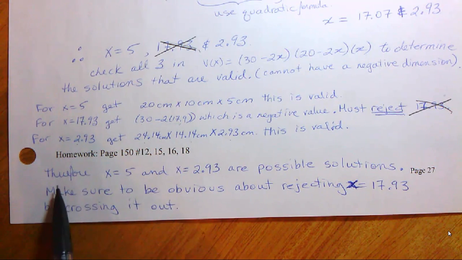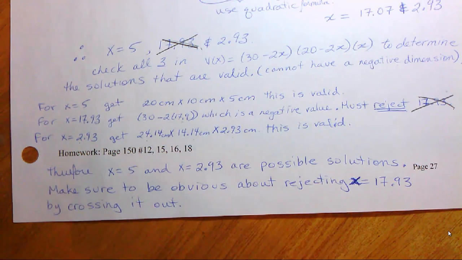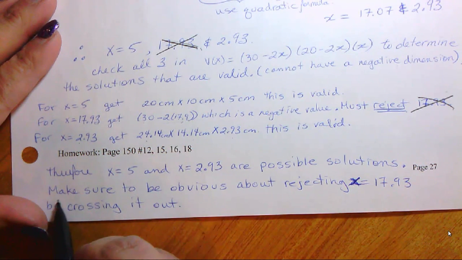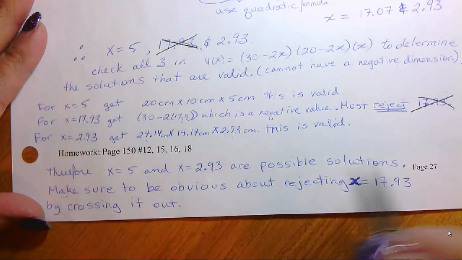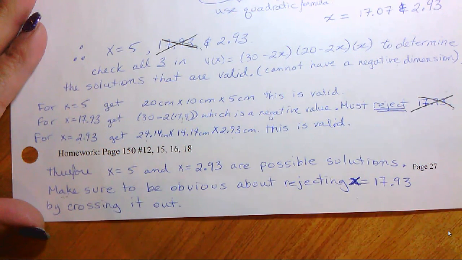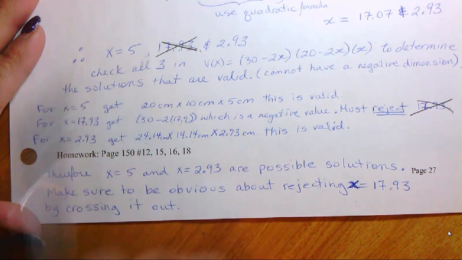Now, in your final statement, you can say that X equals 5 and X equals 2.93 are possible solutions. And I want to restate this. Make sure that you are obvious about rejecting your X equals 17.93 by crossing it out. So just like I did here.